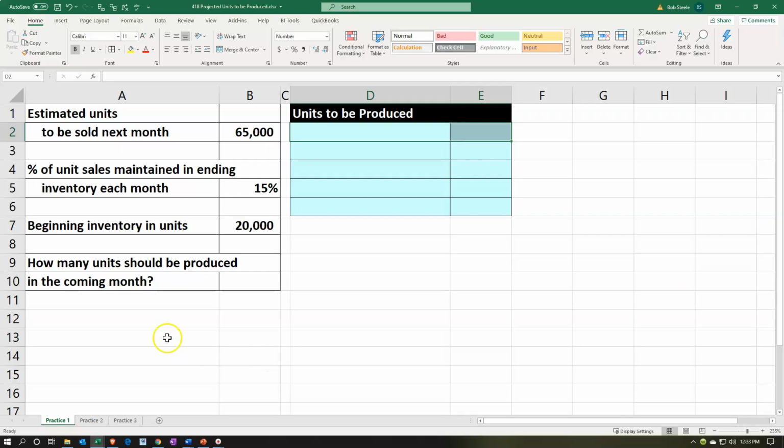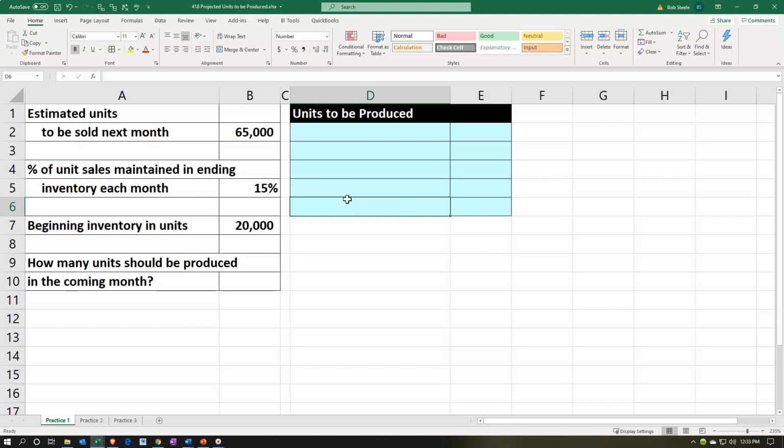Here we are in Excel. We have our information on the left. We're going to put that information into the blue area in our worksheet on the right, calculating units to be produced. When we're thinking about projections into the future, we typically have to start with the amount of sales we're going to have and then the units that we're going to produce in order to do our projections in a logical fashion.